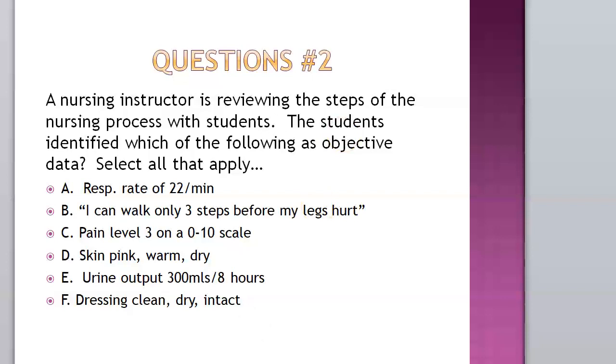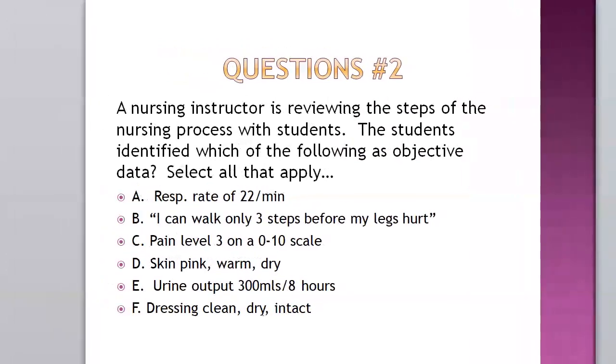A nursing instructor is reviewing the steps of the nursing process with students. The students identified which of the following as objective data. Select all that apply. This goes back to information and previous knowledge that we learned in Nursing 100. What is the difference between objective versus subjective data? So I want you to look at A, B, C, D, E, and F and determine which of this information is objective data.